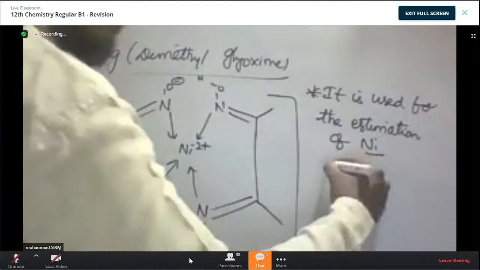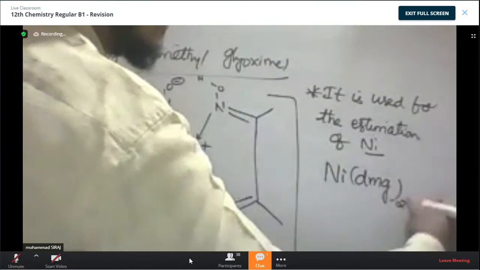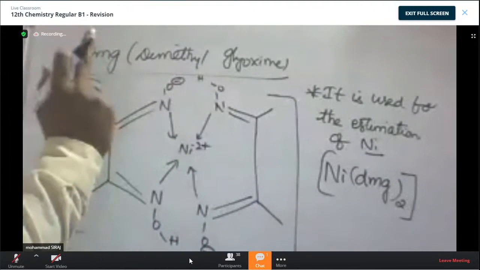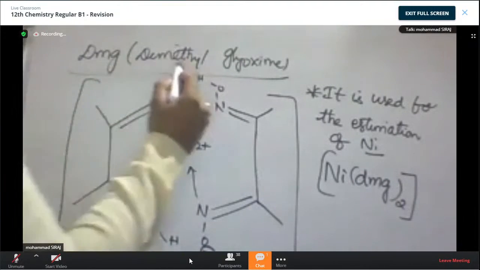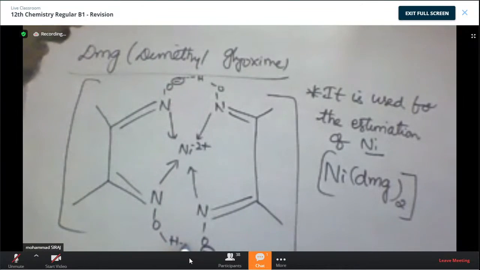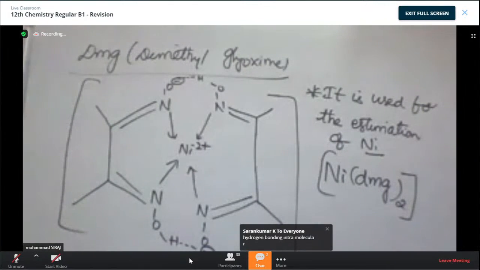Sometimes they will ask what complex is formed. The complex formed here is nickel DMG twice. It is a bidentate ligand. See, this is one ligand and this is one ligand. Why is this ligand very famous? Because in this ligand hydrogen bonding is present, intramolecular hydrogen bonding. That's why this ligand has some speciality.